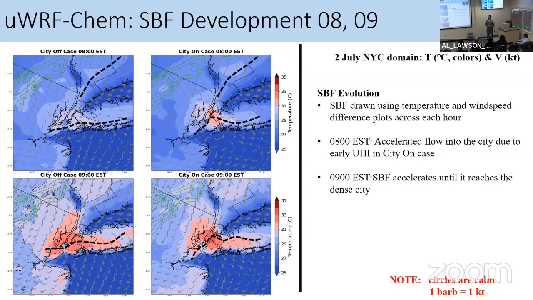So what I want to show here is the sea breeze front development at 8 and at 9. And these sea breeze fronts were drawn using the surface temperature. I also looked at how the winds changed, and what I'm showing here is what happened at 8 and what happened at 9. At 8, you do see the accelerated flow due to the impacts of the city. And then at 9 is when it reached the city.